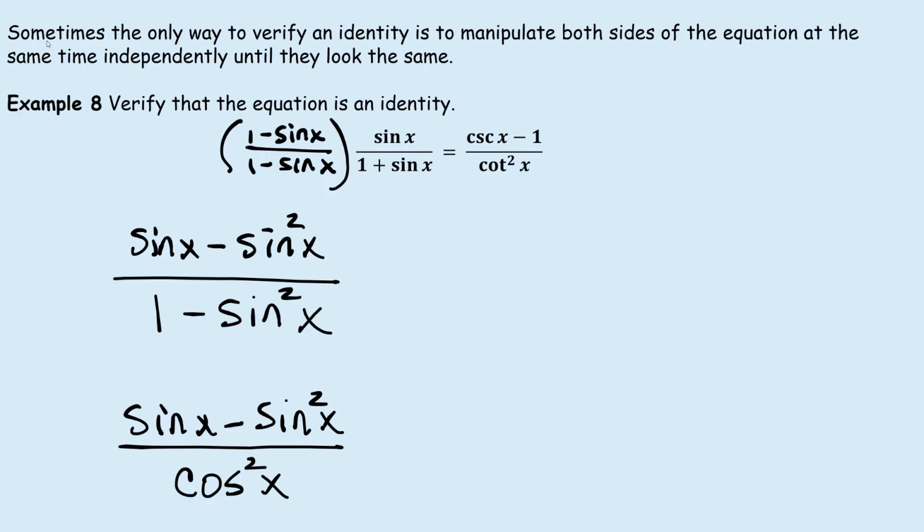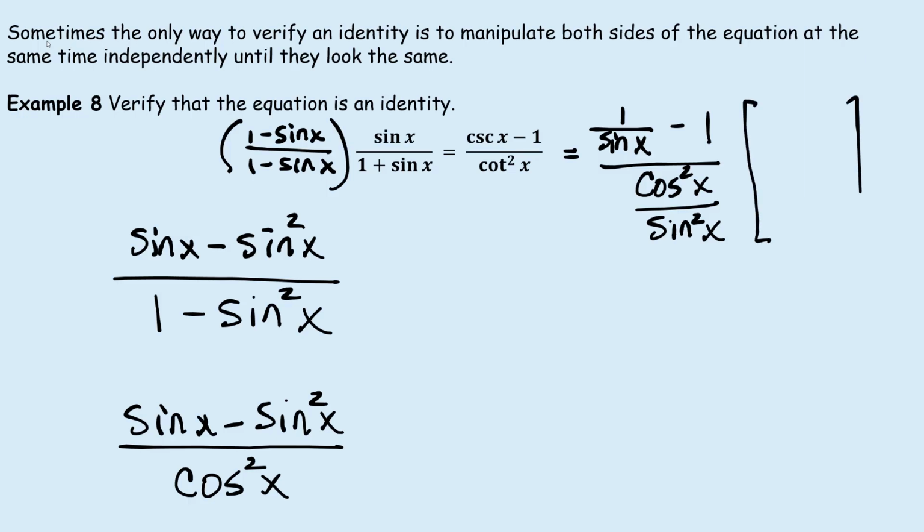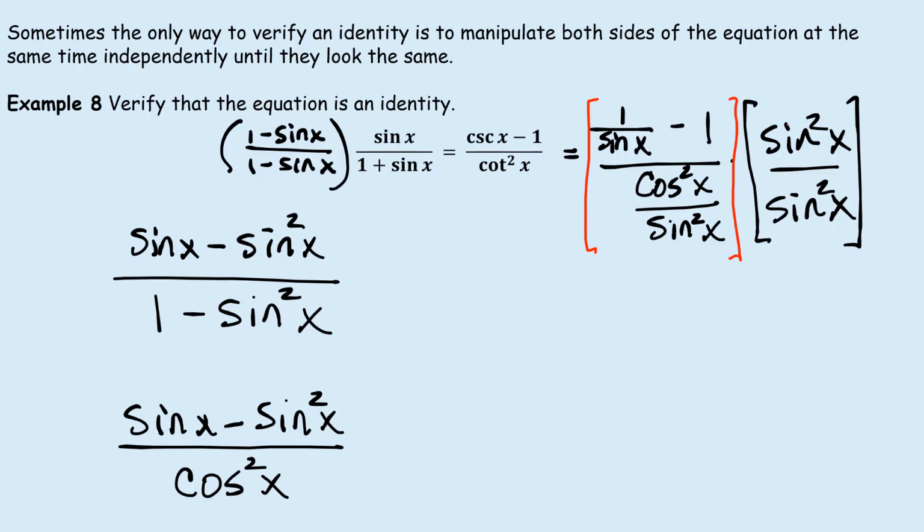So I'm going to work with the right side now and see if I can get it to look like the left side. I'm going to change cosecant to 1 over sine, and I'm going to change cotangent squared to cosine squared x over sine squared x. We've got a complex fraction there. And if you have a complex fraction, a good thing to do to get rid of all those little denominators is to multiply the top and the bottom of that whole fraction by sine squared x. And so you're going to be multiplying this whole thing by that whole thing, so you're going to have to distribute.